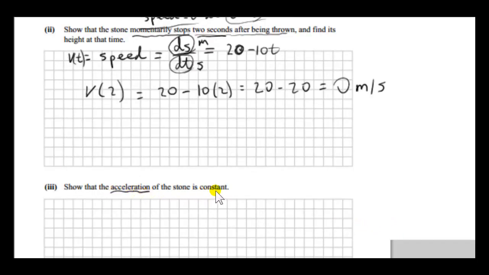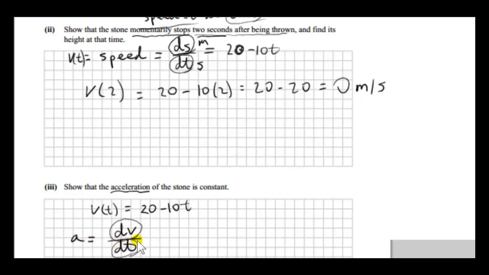Next we want to show that the acceleration of the stone is constant. Well, speed is given by 20 minus 10t. Now the acceleration is the change in the speed divided by the time taken for that change to occur. It's analogous to the speed of an object. It's the distance over time. Here we have not distance but change in speed over time taken for that change to occur.